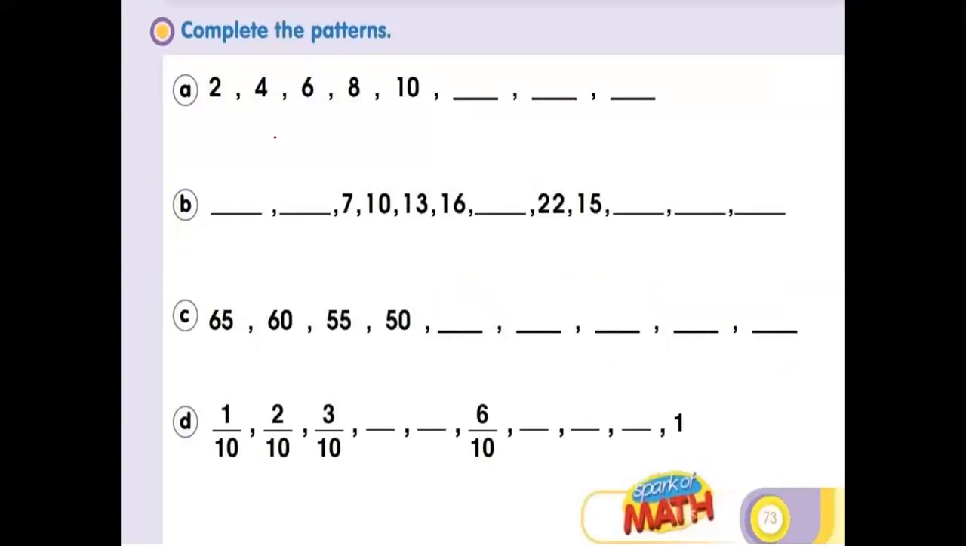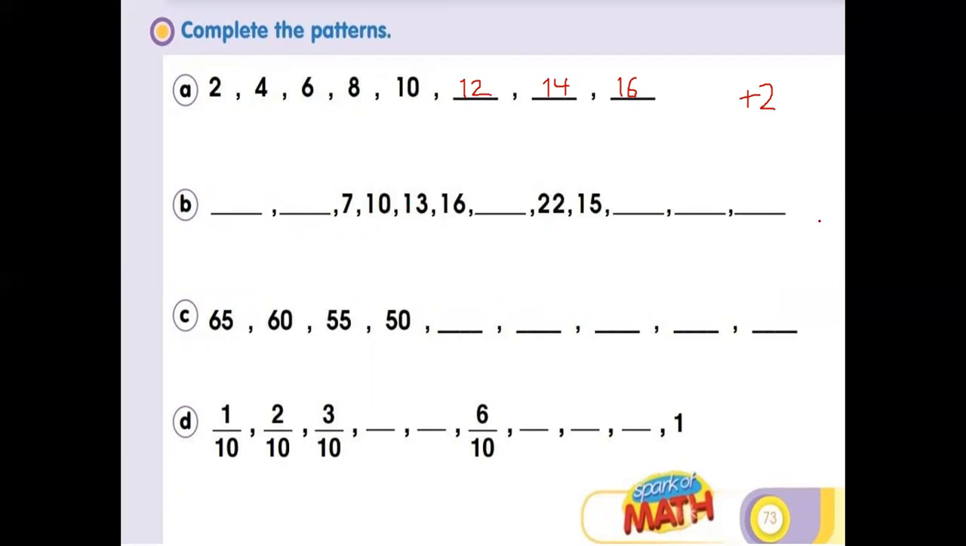2, 4, 6, 8, 10. And each time, what we are doing? We are adding 2. Excellent. Plus 2. In each time, we add 2. Okay, 10 plus 2, 12. 12 plus 2, 14. 14 plus 2, 16. Excellent.